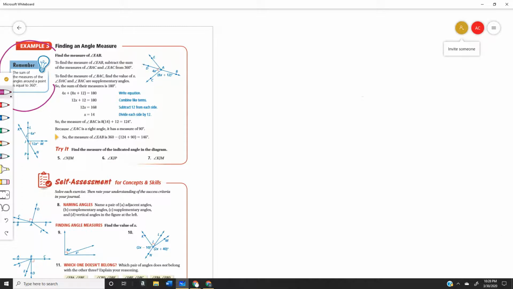Okay. So if it wants us to find the measure of EAB, let's identify EAB right here. Luckily for us, we know this angle right here is 90 degrees. We just have to find this piece right here. So we have to find BAC. Now, something that I know, let's erase some of this. I know that these two angles right here equal 180 degrees. They form a straight line.